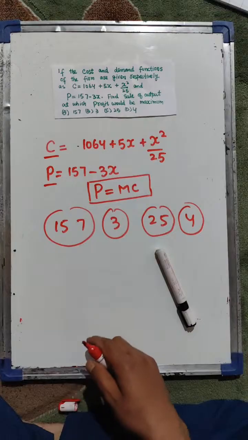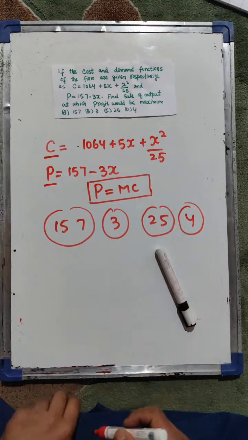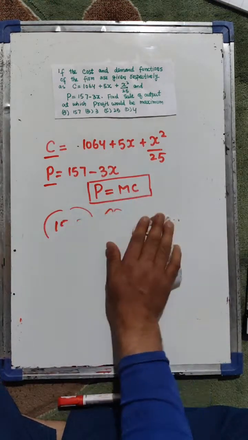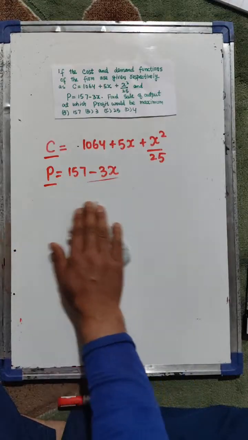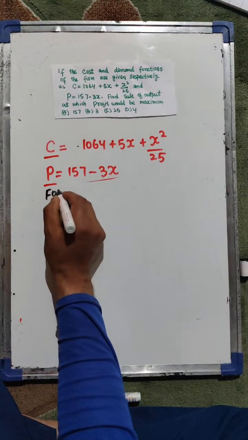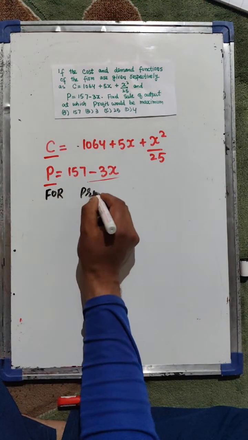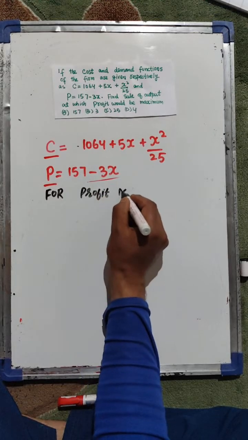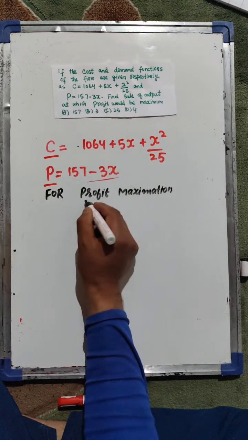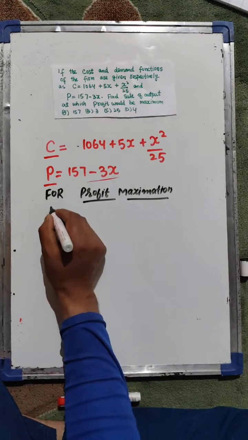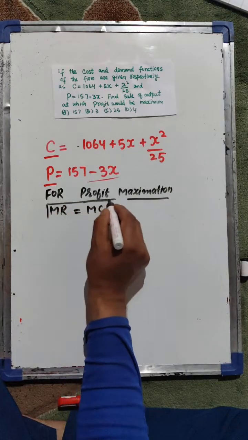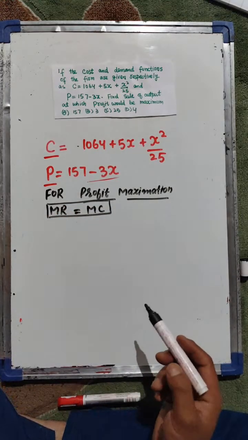Okay, now let me solve this question. For that I need to rub this out. So we know that for profit maximization, what we do is equate the marginal revenue with the marginal cost. This condition must hold for profit maximization.